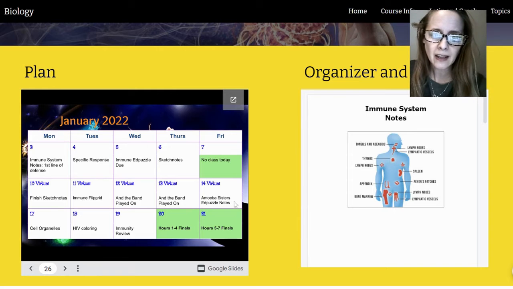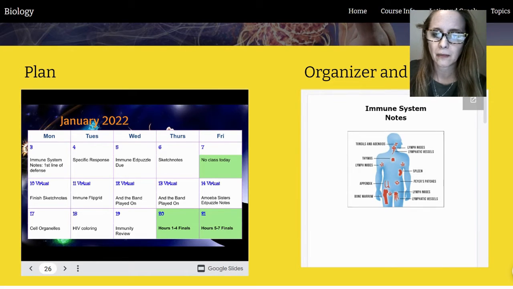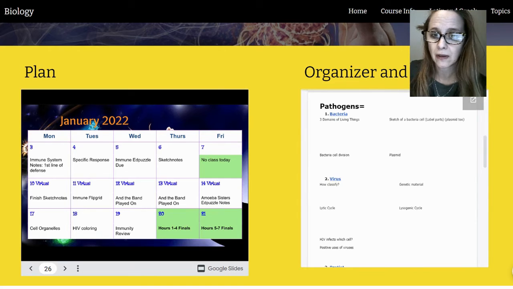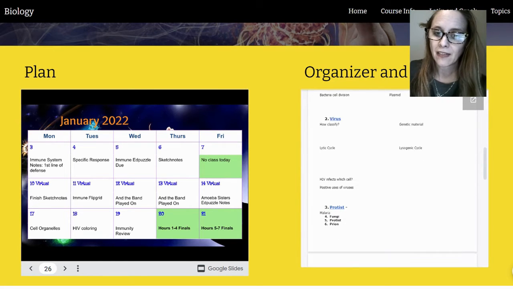And then the last thing on Friday is an Amoeba Sisters Edpuzzle Notes. And that is going to coordinate with these notes that we did on bacteria back at the beginning of December. And this is the section now on viruses, how we classify them, the lytic cycle.